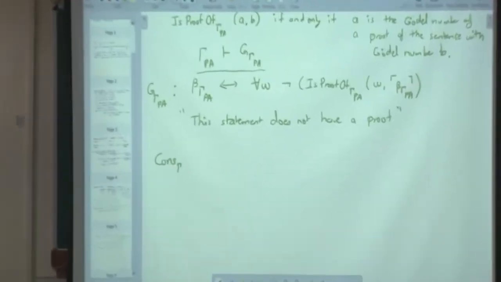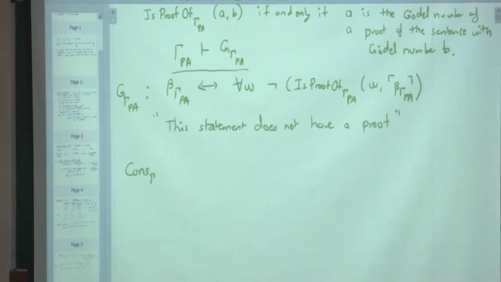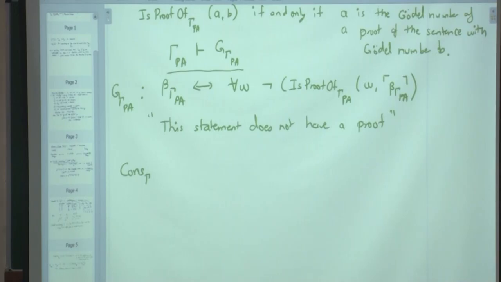One last thing. I'm well over time, but I will still say that the consistency of a theory gamma can also be written as a sentence. I promised you that I will tell you a sentence which does that. So it says that there exists a W such that W is provable in gamma. Provable in gamma is simply there exists an A such that A is a proof of W. Right? That's easy to understand.